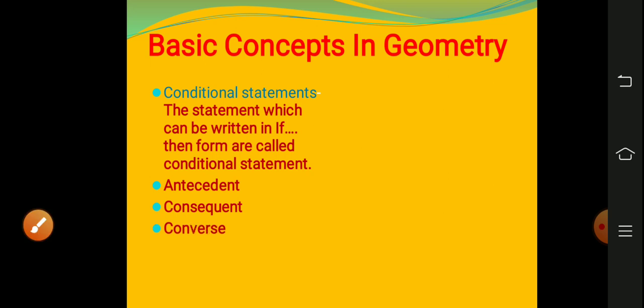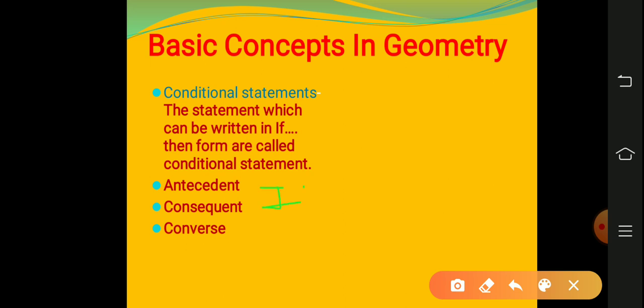And if we interchange antecedent and consequent, it means that if we interchange if and then, we write if instead of then and then instead of if. The statement which is formed is called the converse. We see all these terms with the help of an example to make it clear.